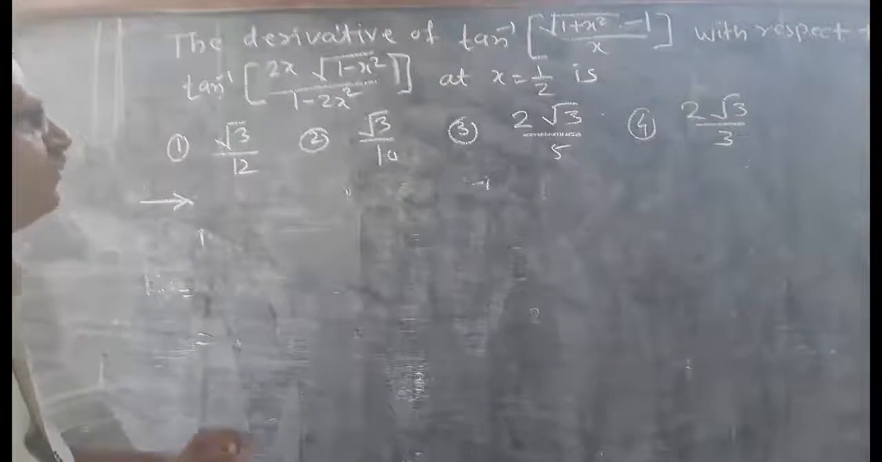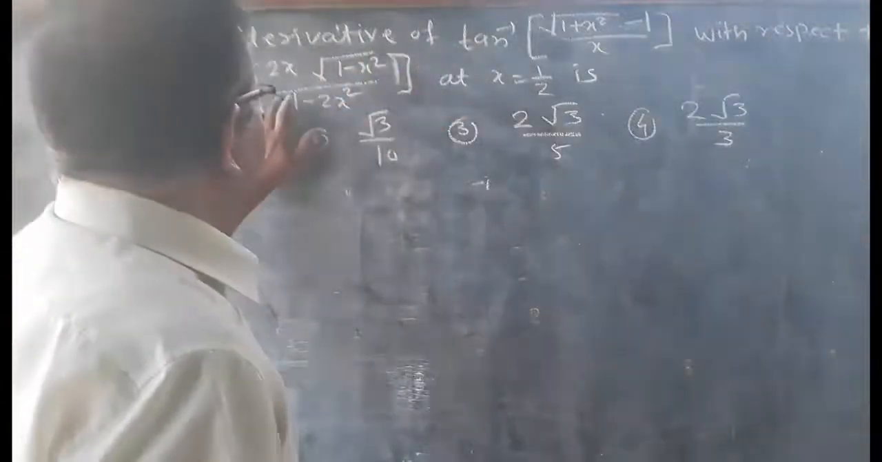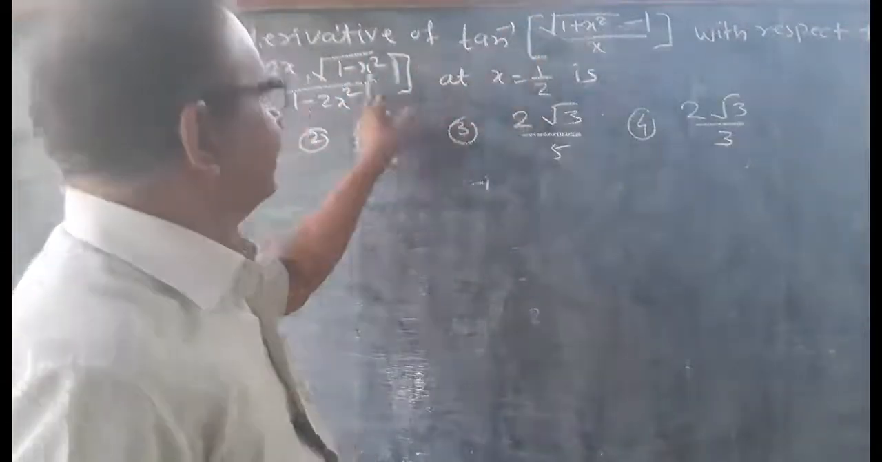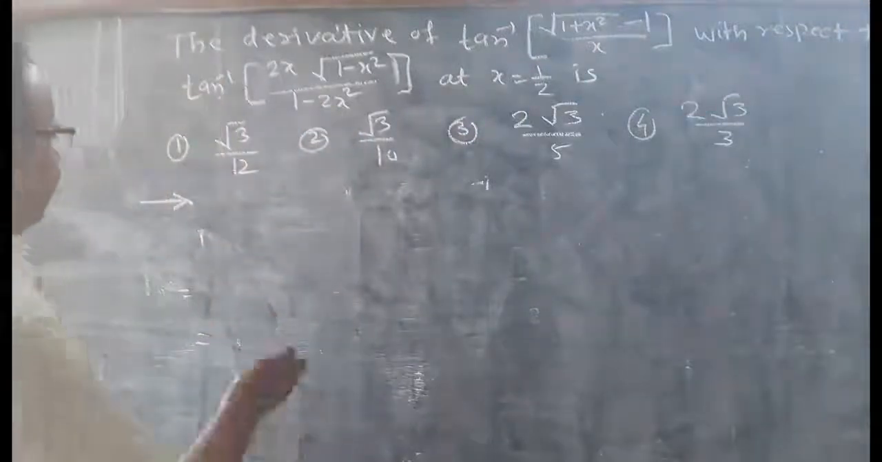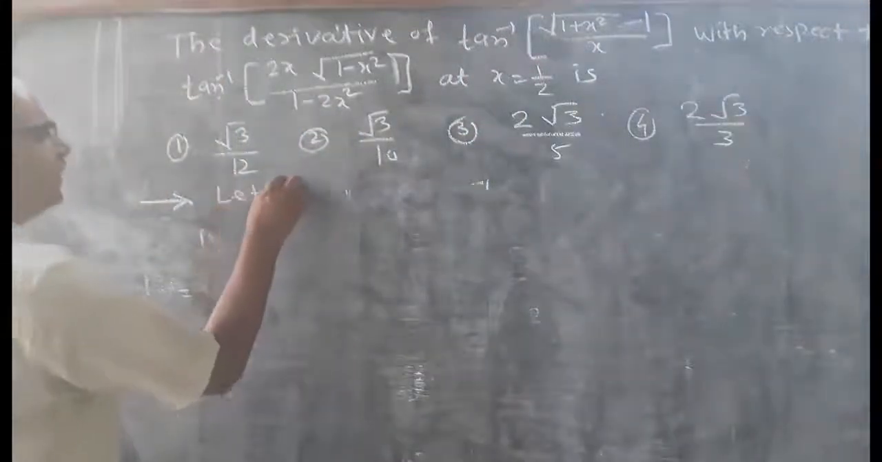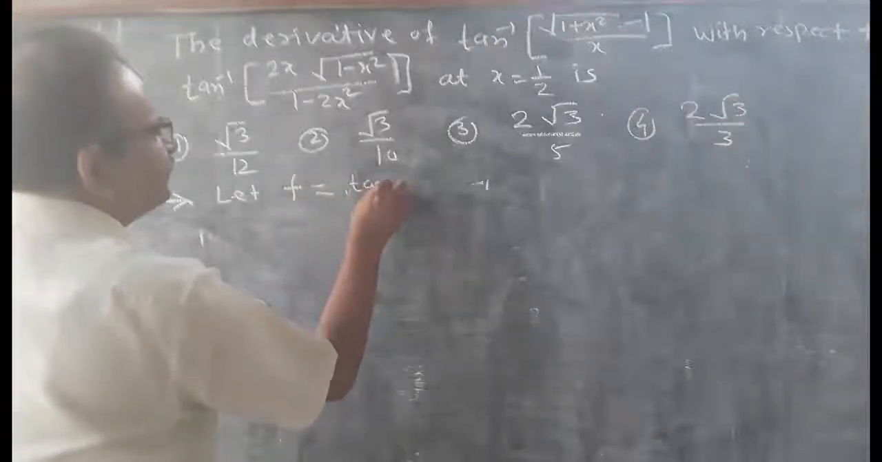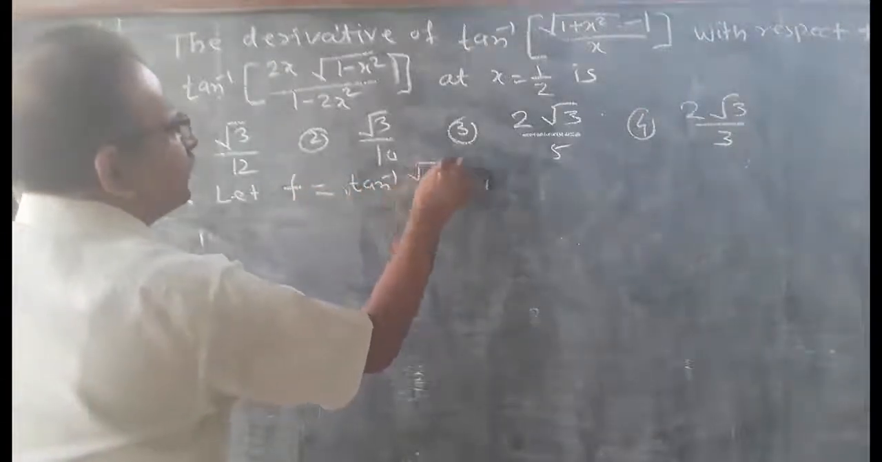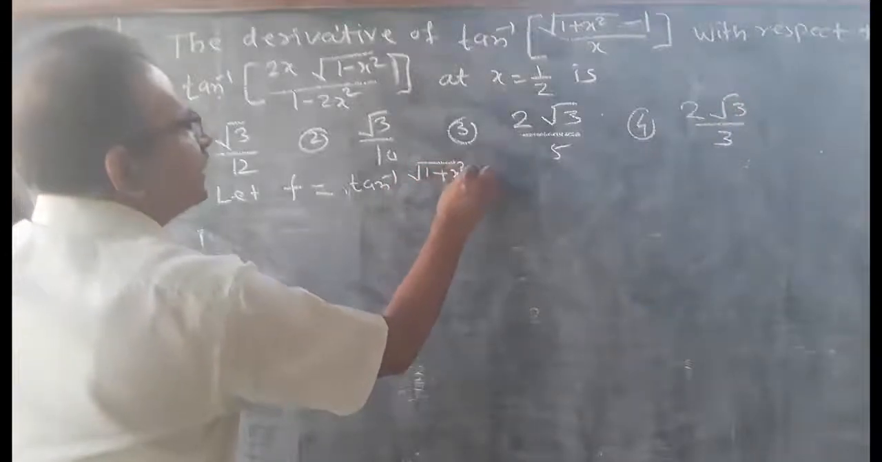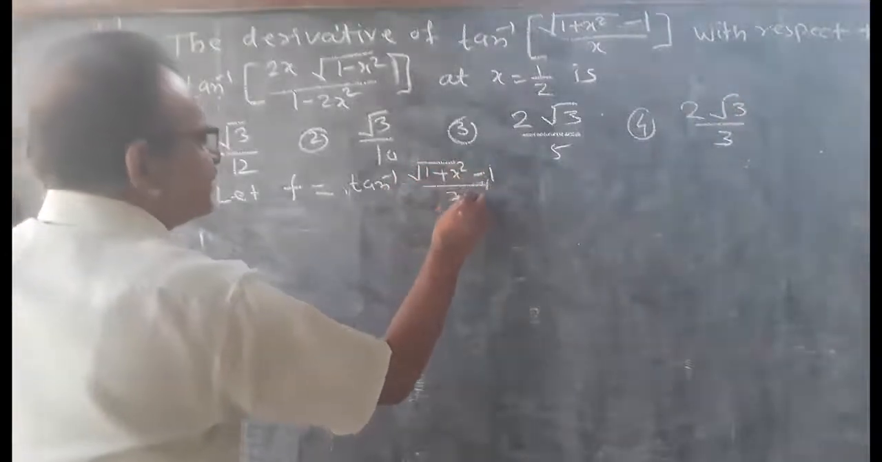Now, we have to differentiate this function with respect to this function. Therefore, we shall assume this as a function f, this as a function g. Let f equal to tan inverse of (root of 1 plus x square minus 1) divided by x.